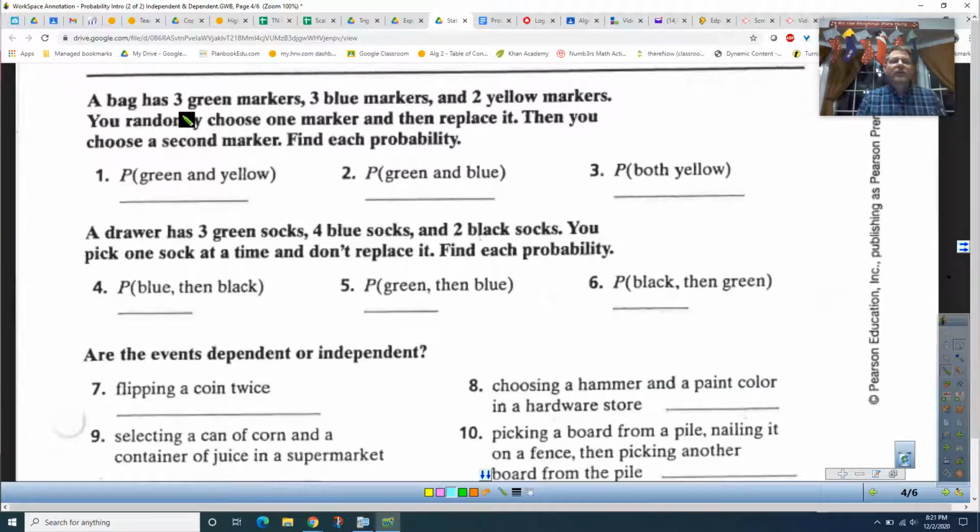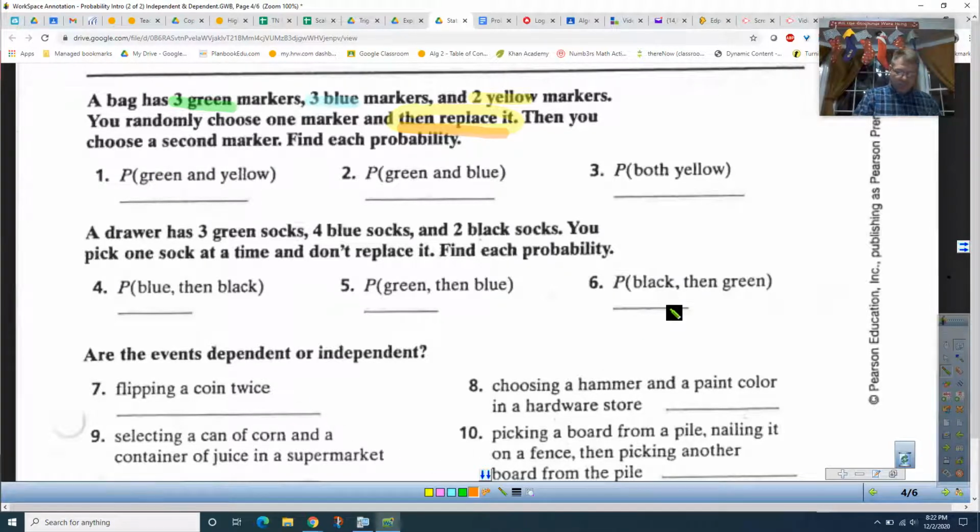All right, so we got a bag here that has 3 green markers. I'll tell you what, let's make it even better. If it's green markers, why not we highlight 3 green markers, okay? And then let's highlight 3 blue markers, and then we'll do 2 yellow markers. All right, we even color code this thing. How about that? Okay, it says you're going to randomly choose one marker and then what? Replace it. Oh, that's super big time important. Then replace it. Then you're going to choose a second one.